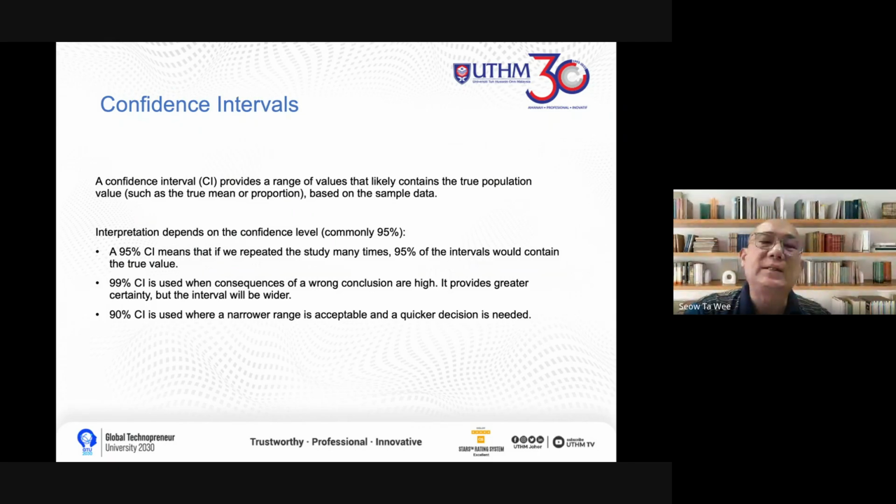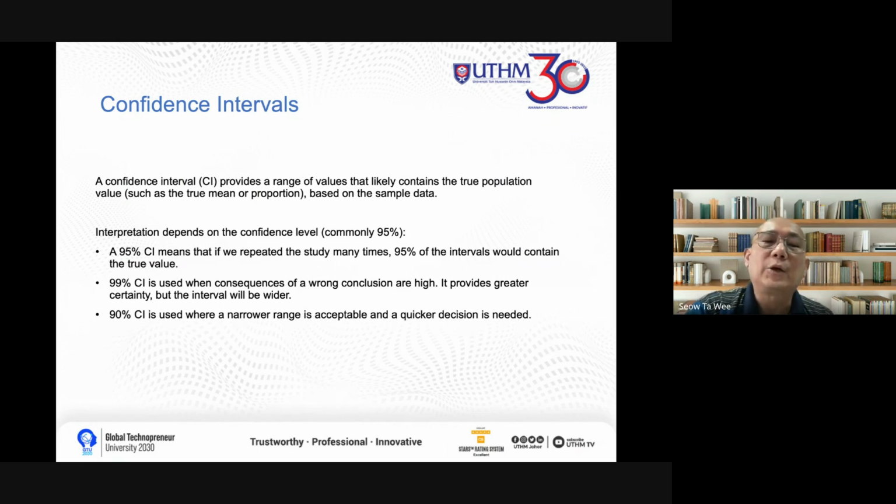Next, the confidence interval. We call it CI, a confidence interval, which provides a range of values likely to contain the true population value, such as the true mean or proportion. Based on the sample data, we try to see this. Interpretation depends on the confidence level, which is commonly 95%. A 95% confidence interval means that if we repeated the study many times, 95% of the intervals would contain the true value.